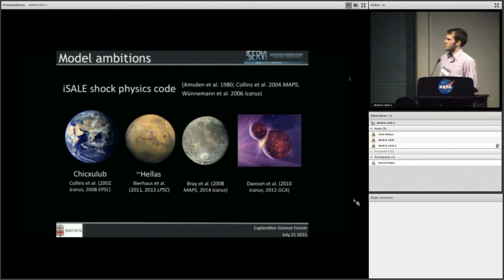And iSALE over the years has been updated to specifically model impact cratering events, and has been used to look at a variety of impact structures throughout the solar system. So this includes the Chicxulub impact on Earth, Hellas-sized impacts onto Mars, impacts onto the outer objects as well, so here including Ganymede, and impacts between planetesimals themselves.